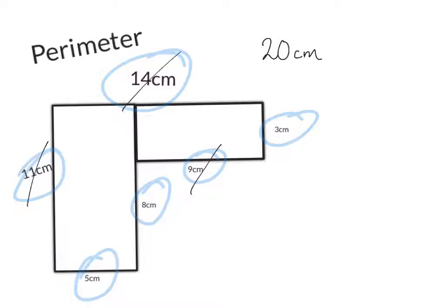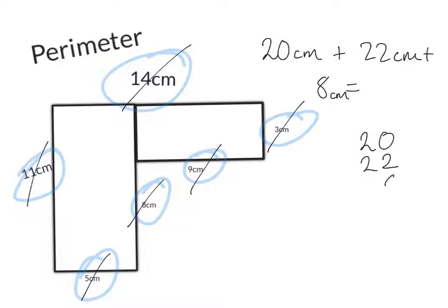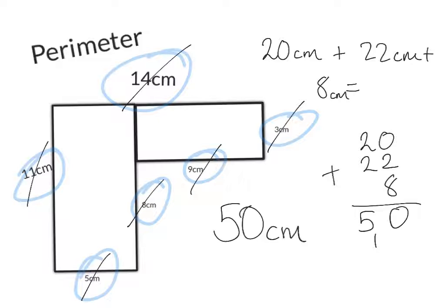Well, I know 14 add 8 is 22. And then I'm left with this one, 3 add 5, which is 8 centimetres. You can use column addition if you want to do that. That one's quite easy to do in your head, because if you know that 22 add 8 is 30. So 2 add 8, 0, carry the 1 into the tens column. 2 add 1, 5. So the perimeter of this shape is 50 centimetres.